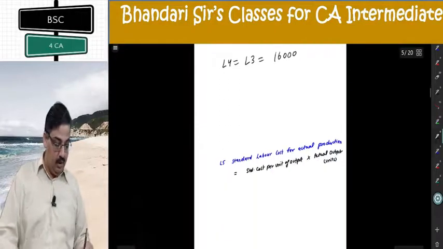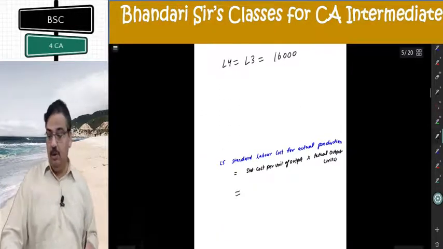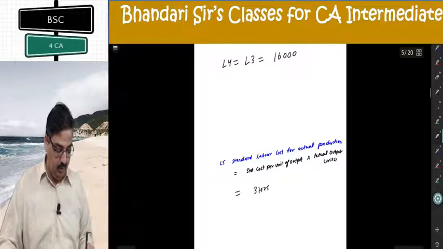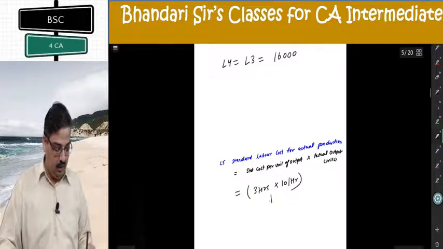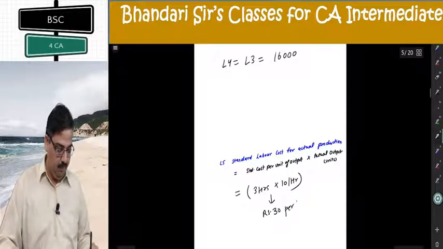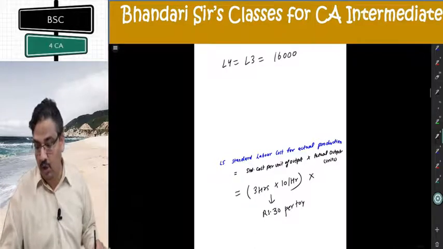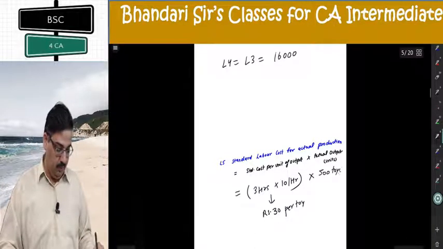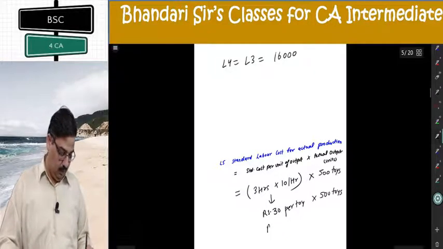Now, standard cost per unit of output, how many hours? 3 hours into 10 per hour. Standard cost per unit is rupees 30 per toy, multiplied by actual production 500 pieces, 500 toys. This is rupees 15,000.